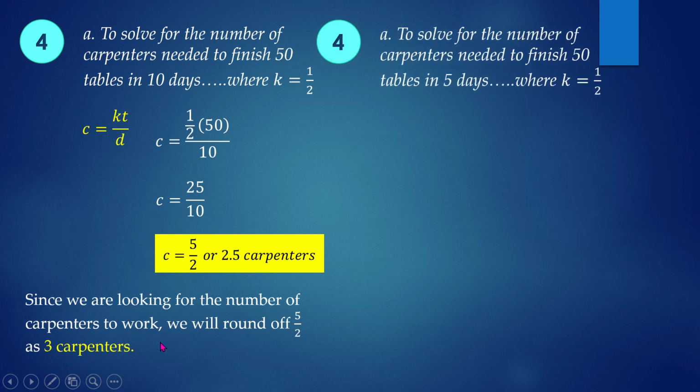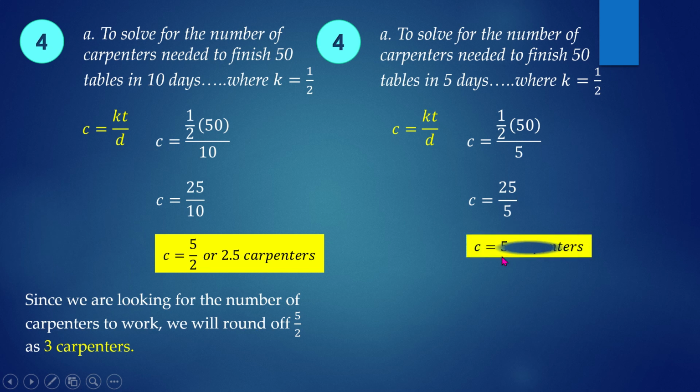Second question for number 4. This is B. To solve for the number of carpenters needed to finish 50 tables gihapon in 5 days, where K is 1/2. Same equation, C equals K T over D. C is equal to K is 1/2 times 50 tables over 5 days. So 1/2 of 50 is 25 over 5. So C is 5 carpenters.